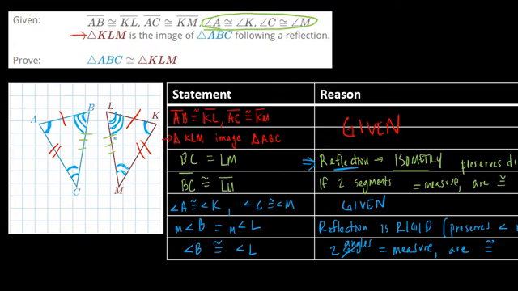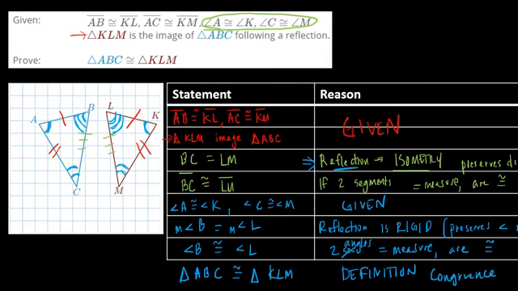Finally, I can claim that triangle ABC is congruent to triangle KLM by the definition of congruence. Remember, congruent things, the angles, the measures, the segments, right? If I prove that each segment is congruent to its corresponding piece and each angle is also congruent, then I can claim that the triangles, the shapes themselves, are congruent.